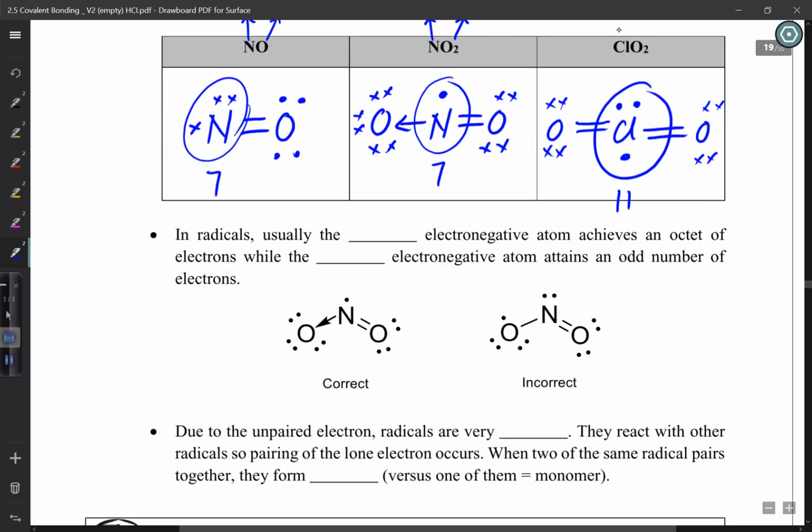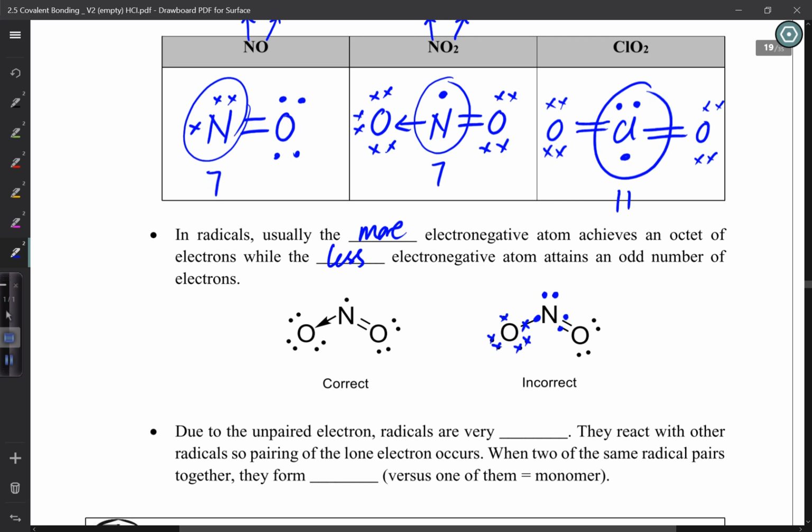So in radicals, the general rule of thumb is that usually the more electronegative atom will gain an octet of electrons, while the less electronegative gains the odd number of electrons. In other words, say you have NO2, why do we draw NO2 like this and not like this? In this case, you can see that nitrogen shares both of the electrons with this oxygen. Whereas for another structure, which some students might draw, this nitrogen gains the octet configuration, but the radical is on this oxygen. So why is it wrong?